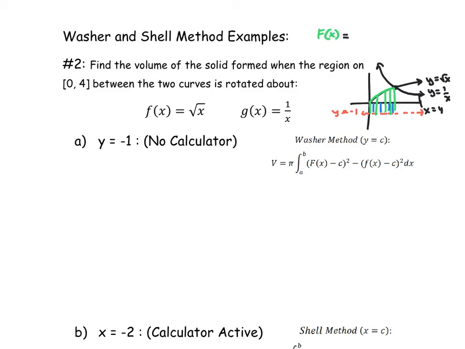So let's determine what big F of x would equal. Big F of x is equal to the square root of x, and the little f is actually equal to 0. It's just the line y equals 0. Now, again, let's determine what big F minus c is equal to. Big F of x minus c is going to equal the square root of x minus a negative 1, which is plus 1. Whereas little f minus c is going to equal 0 minus a negative 1, which will be 1. Okay, so now we can construct our integral.